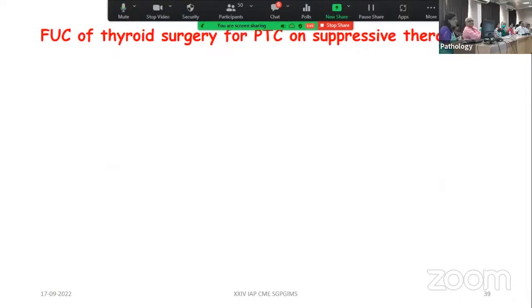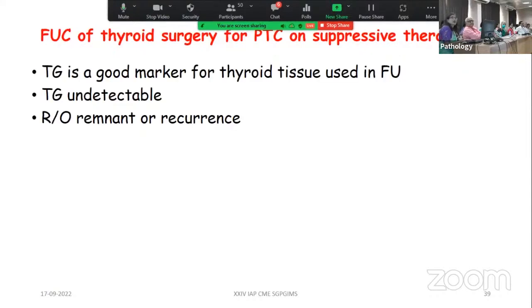So a word about special situations. Thyroglobulin: this is just talking about when you follow patients with differentiated thyroid cancer and you do thyroglobulin as a marker for remnant disease or a recurrence of the disease. In a patient we were following up in endocrine surgery, this is a patient from our sister department, where they found that the thyroglobulin was undetectable.